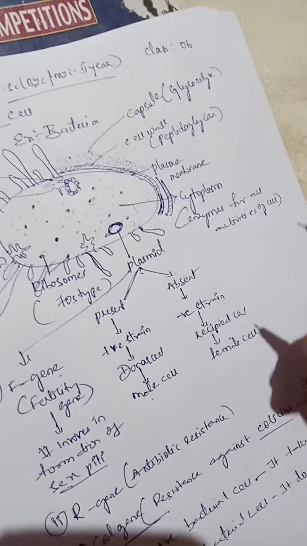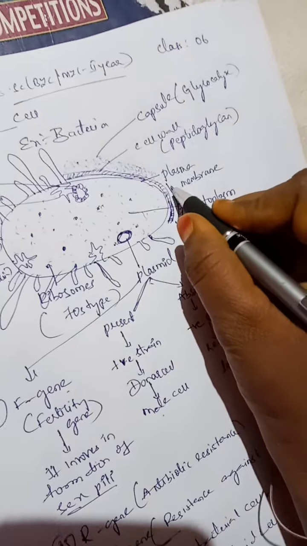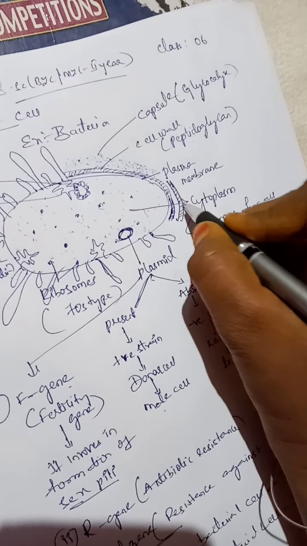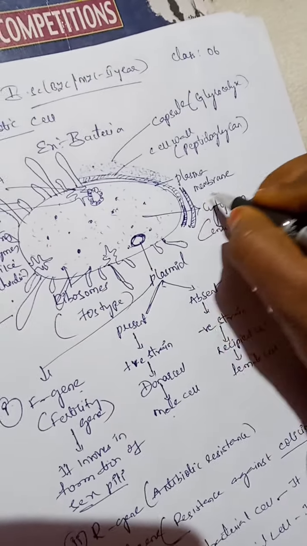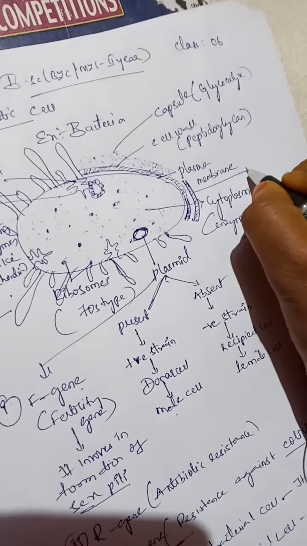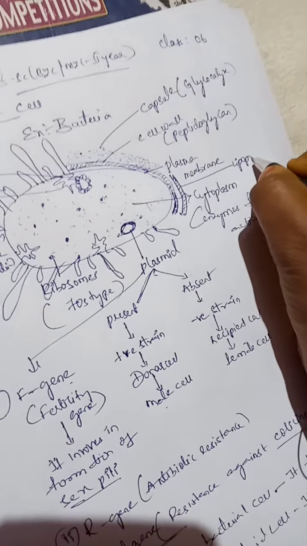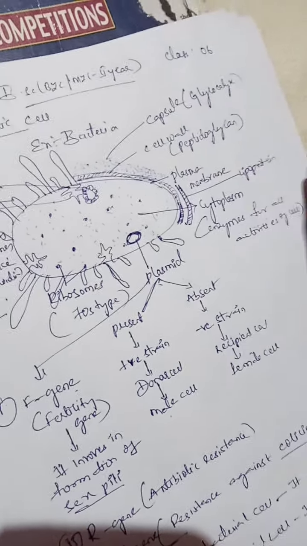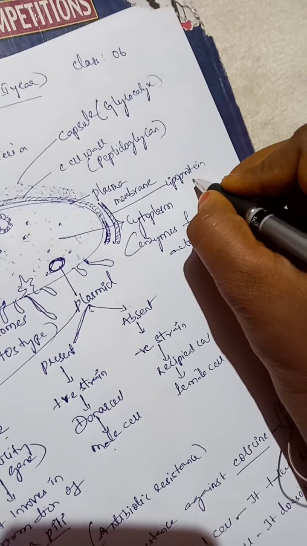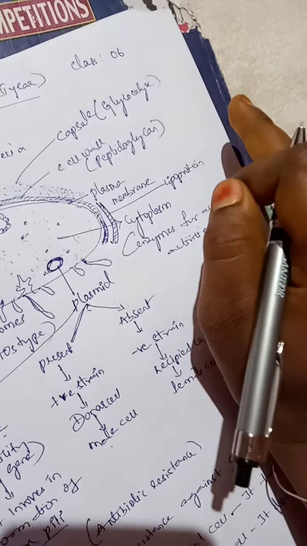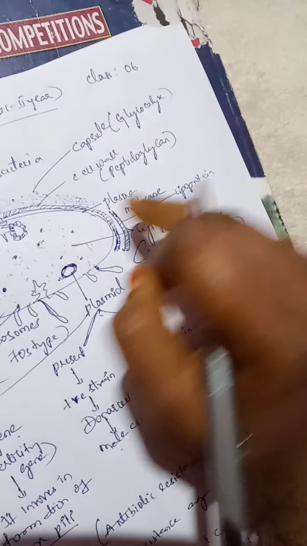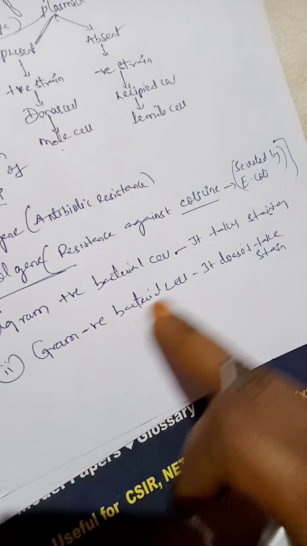But if we discuss some bacteria, they have an extra layer upon the cell wall, which is made up of lipoprotein. But this lipoprotein doesn't take any stain. So if the bacteria doesn't take any stain, then we can call them gram negative bacteria.